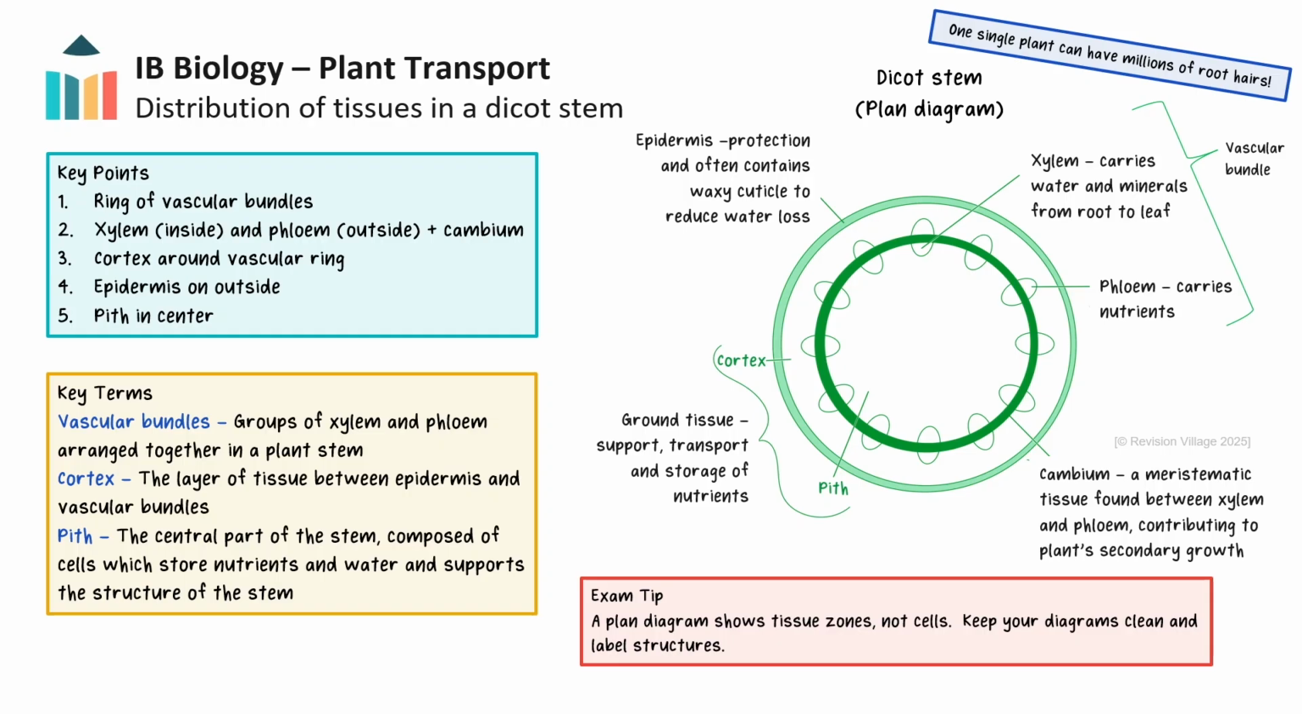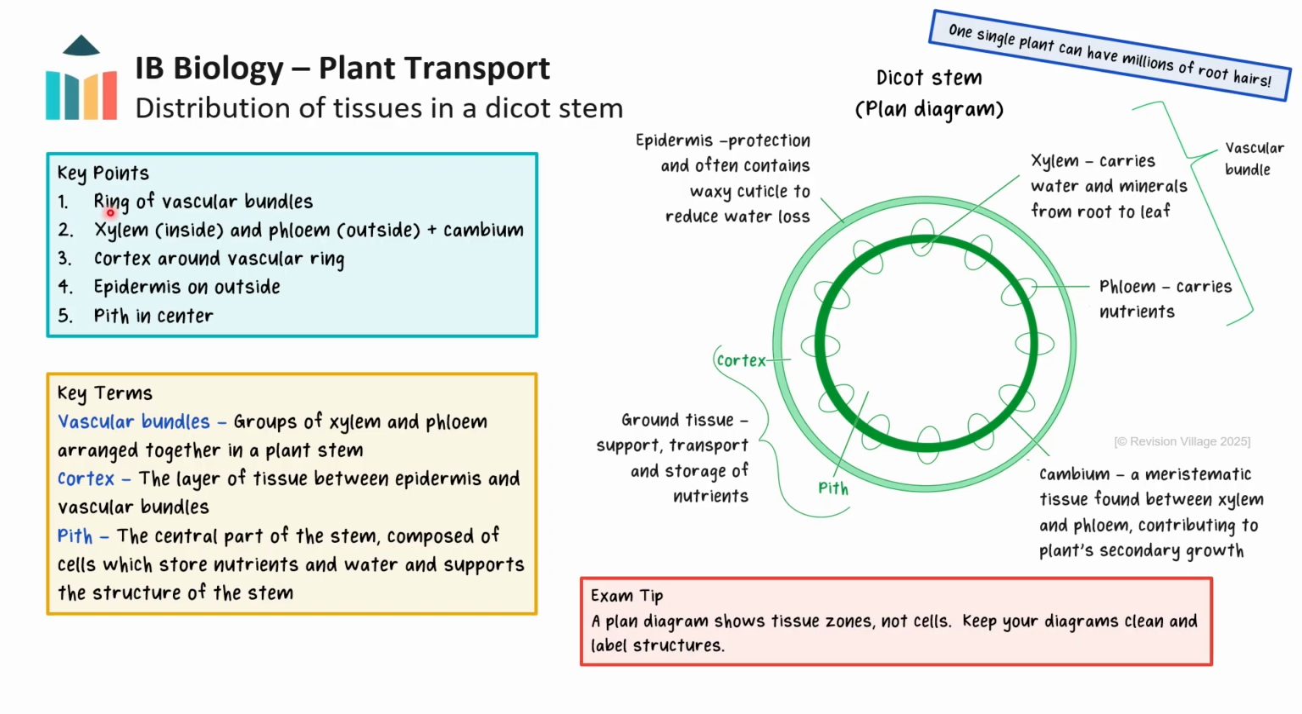Separating the cortex from the central tissues is the cambium, a thin layer of meristematic tissues found between the xylem and phloem in the vascular bundles of dicot stems. Its main function is to produce new xylem cells on the inside and new phloem cells on the outside, contributing to the plant's secondary growth, that is, the increase in thickness or girth of the stem over time.